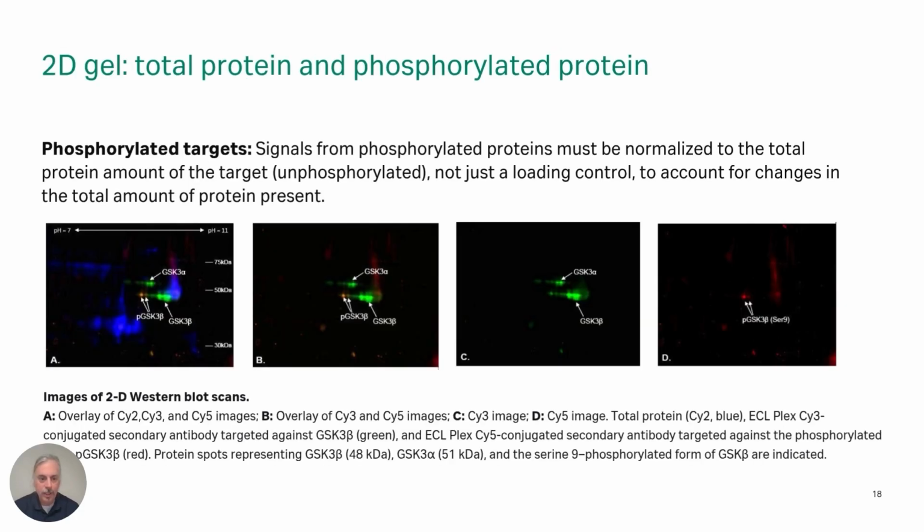And here's an interesting example where we've got a 2D gel. So the total protein in here is with Cy2, so you can see that colored in blue. And then we have our protein of interest, GSK, it's colored in green. And then you can see the phosphorylated form, which has been colored red. So that would be a Cy5 conjugated secondary antibody against the phosphorylated protein.